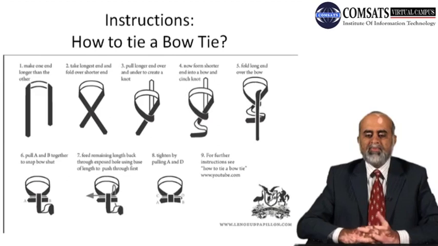Now in step 4 it starts with now, but after now we have form, which is a verb. Okay, and then we have fold in step number 5. In step number 6 we have pull. Step number 7 starts with feed. Step number 8 starts with tighten, and that's all. So basically there are 8 steps involved in it. The 9th step is for further information.